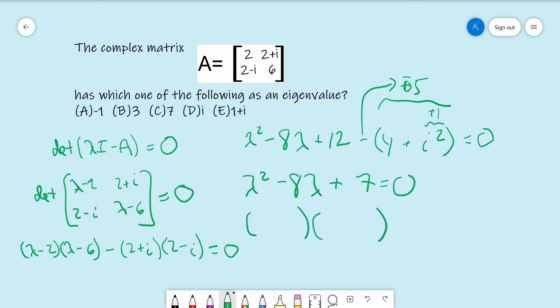If we factor this out, what do we get? Well, we have a lambda and a lambda. We have a 7 and a 1. And since it's a minus and a plus, we're going to have to do minus, minus to get minus 8 lambda and plus 7. So our options are either lambda equals 7 or lambda equals 1. 1 is not one of the multiple choices, so our answer is C, 7.